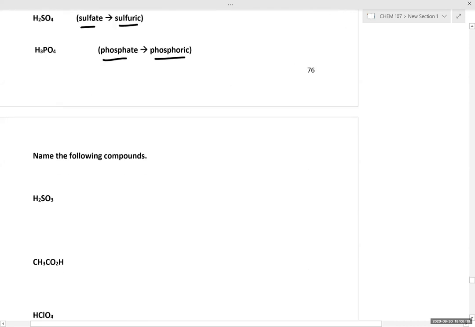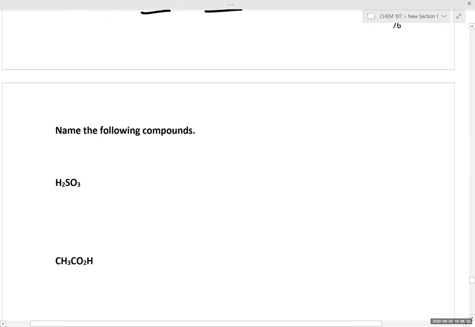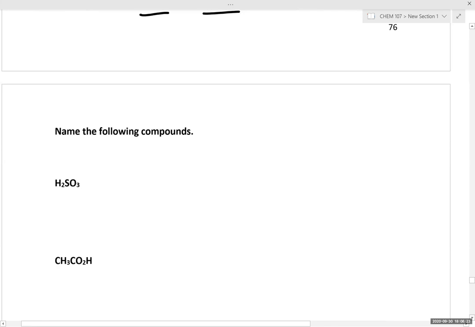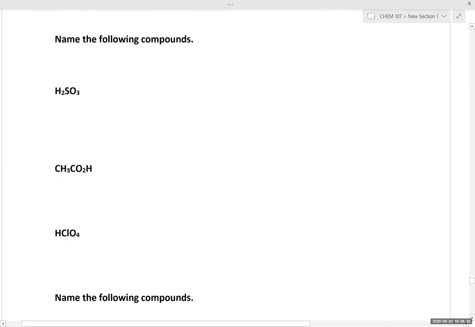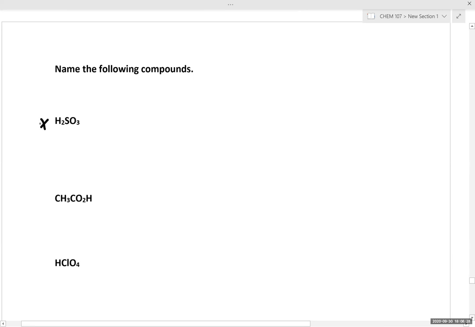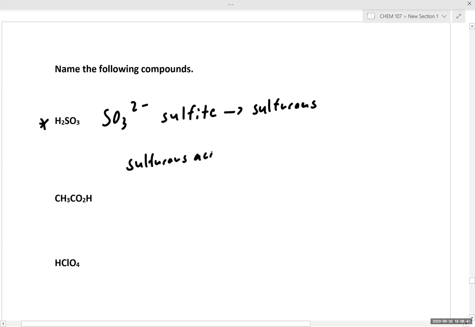Okay, so let's now focus on naming the following compounds. So I'll do the first one, you'll do the next two. So H2SO3. SO3 2 minus is known as sulfite. Sulfite turns into sulfurous. So we name this as sulfurous acid. So ITE is replaced with OUS. Does that example make sense?